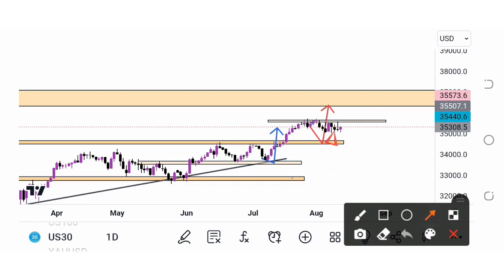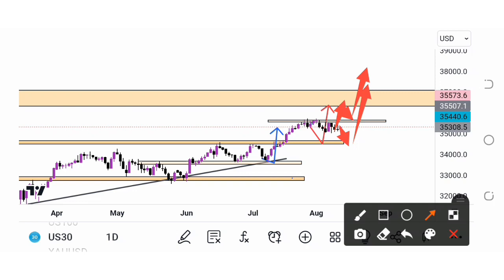Until price can break above this area over here, you cannot trade this particular market unless you're a scalper, of course. Wait for price to break that resistance, and then you can look for buyers, or wait for price to get back to this support, and then you can look for buyers. Other than that, there's nothing more, there's nothing less.